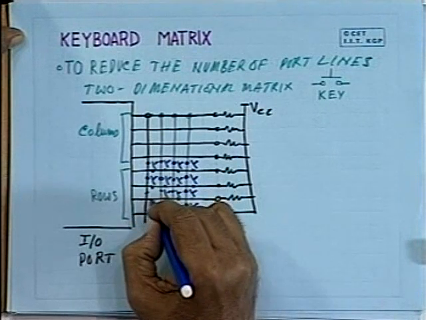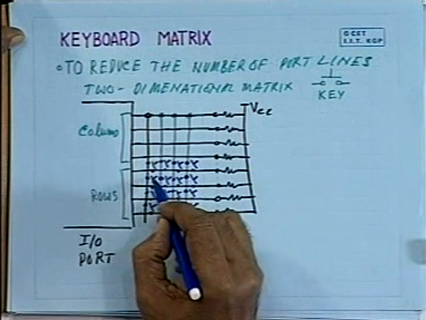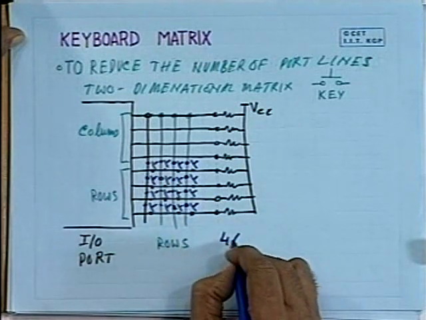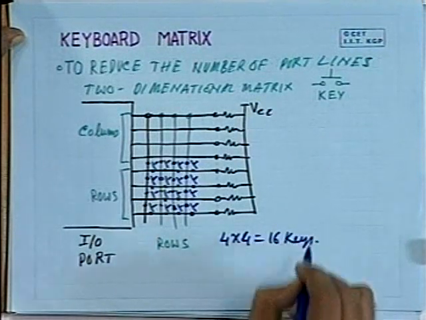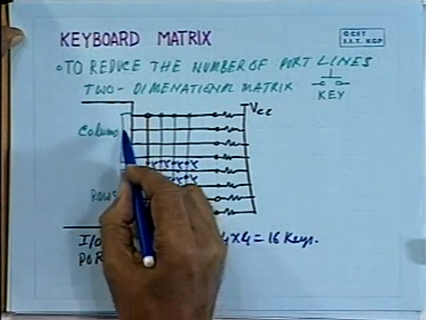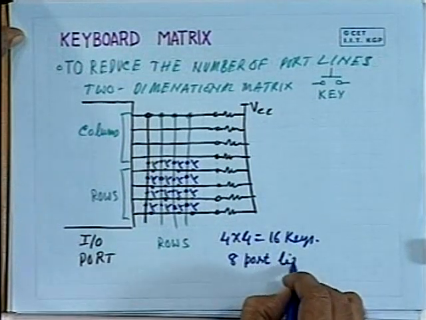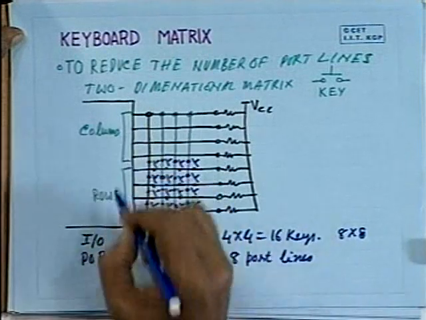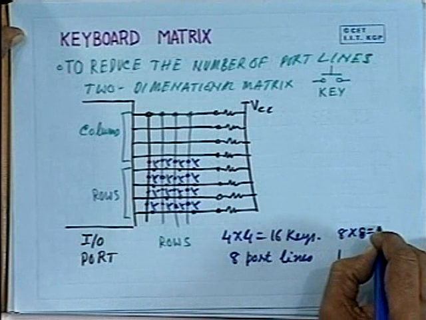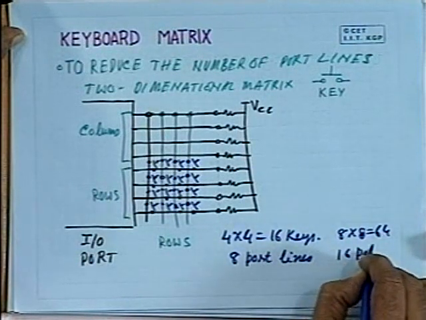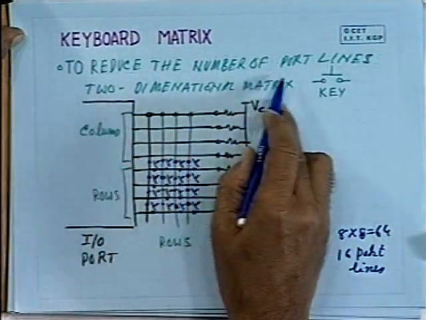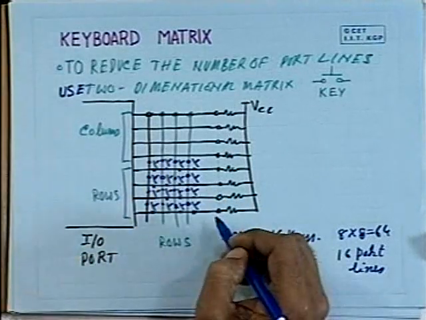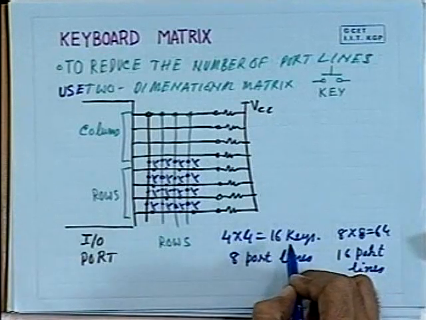So you see here, by using 8 port lines, you have been able to connect 16 keys, 4 keys on this row and 4 keys on this column. So that makes 16. That means by using a 4x4 matrix, you are able to interface 16 keys by using 8 port lines. Now, if it is an 8 by 8 matrix, you require 8 plus 8, 16 port lines, and you can interface 64 keys by only using 16 port lines. That's why I said that to reduce the number of port lines, we use a two-dimensional matrix. By arranging the keys in a two-dimensional matrix, you are able to interface a large number of keys using a smaller number of port lines.